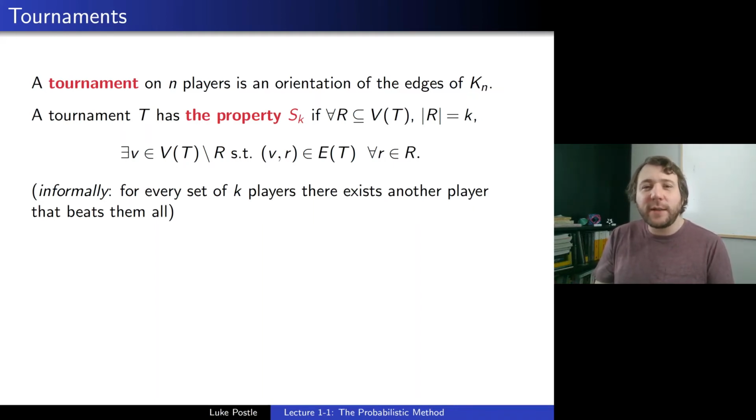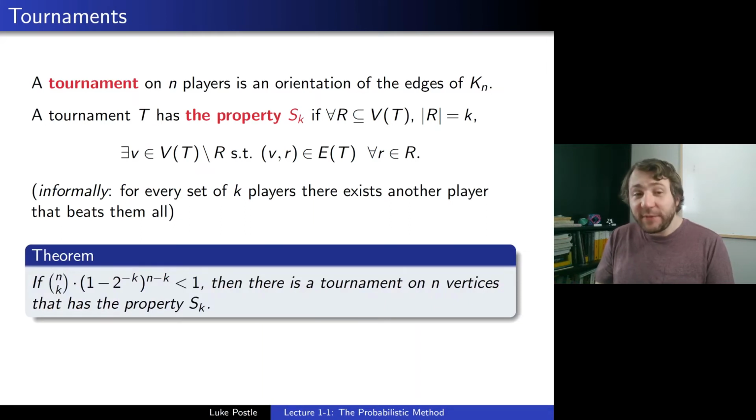If you're looking at S_1, it means there's always someone else beating. So there's no one who beats all. But here it's more for sets up to size k. And so that's quite nice and interesting, though it's not at all obvious that tournaments with property S_k for k large actually exist. But indeed, that's our next theorem, that if n choose k times (1 minus 2 to the minus k) to the n minus k is less than 1, so some slightly different inequality here, then there is a tournament on n vertices that has the property S_k. So large enough tournaments will indeed have this property.